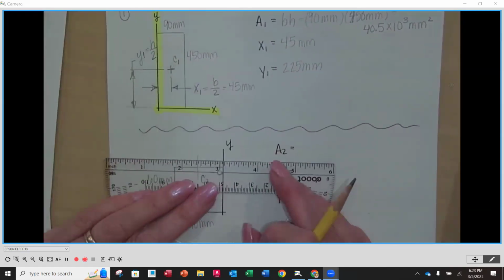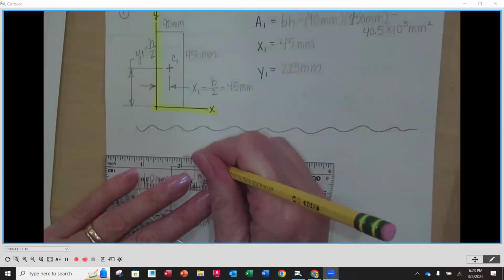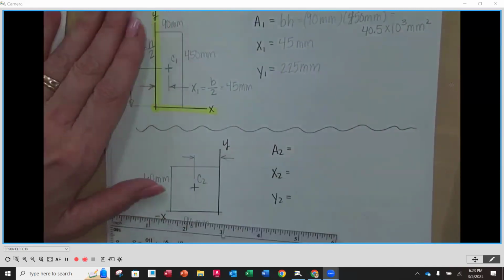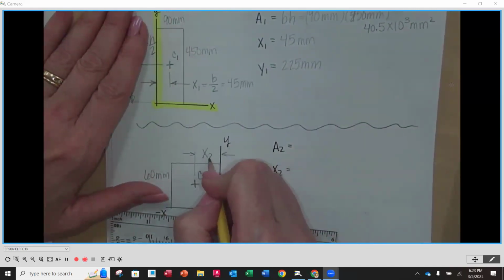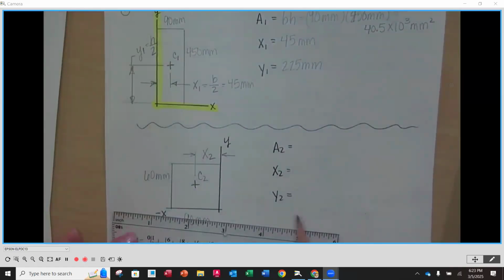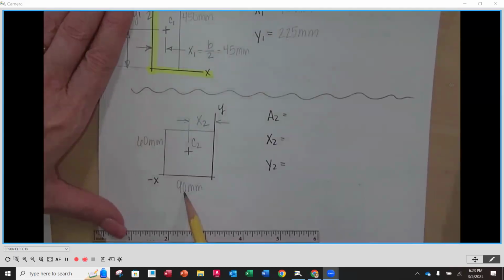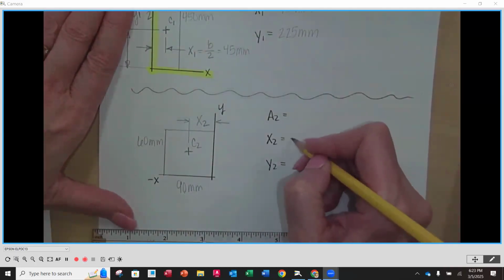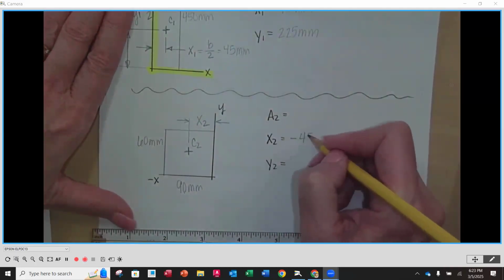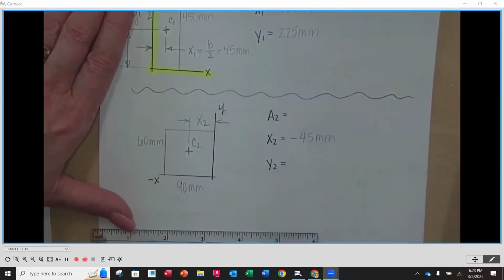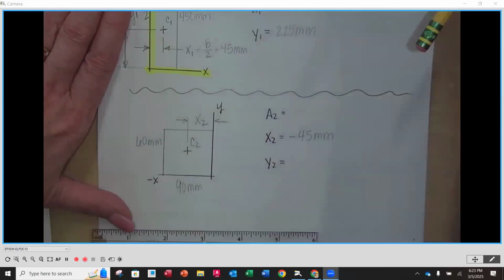Its distance horizontally from the y-axis, in this case, is going to be on the left-hand side, and this is going to be x2. So if the width of that rectangle is 90, half of that is 45, but x2 is going to be a negative 45 millimeters because it's on the left-hand side of the y-axis. Does that make sense for everybody? Okay.